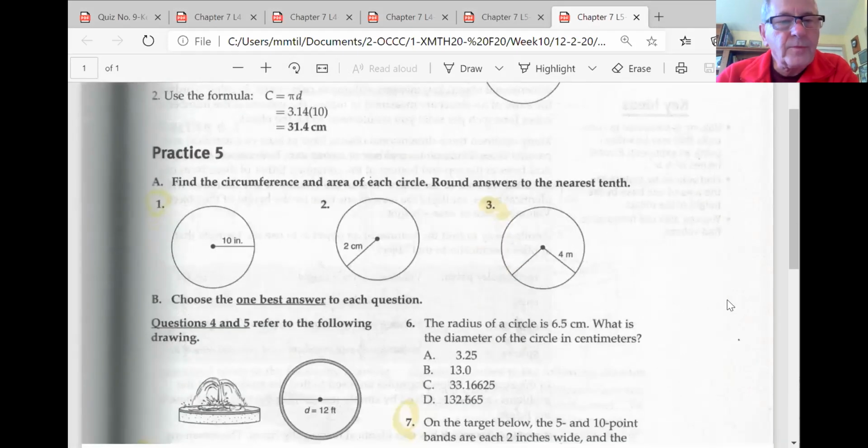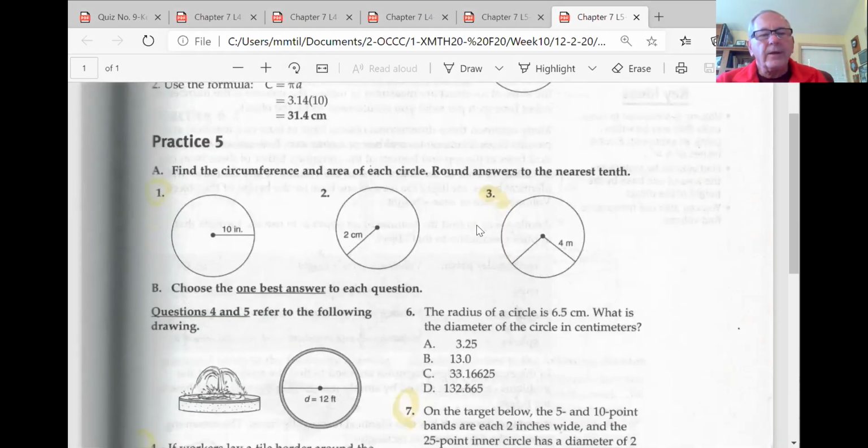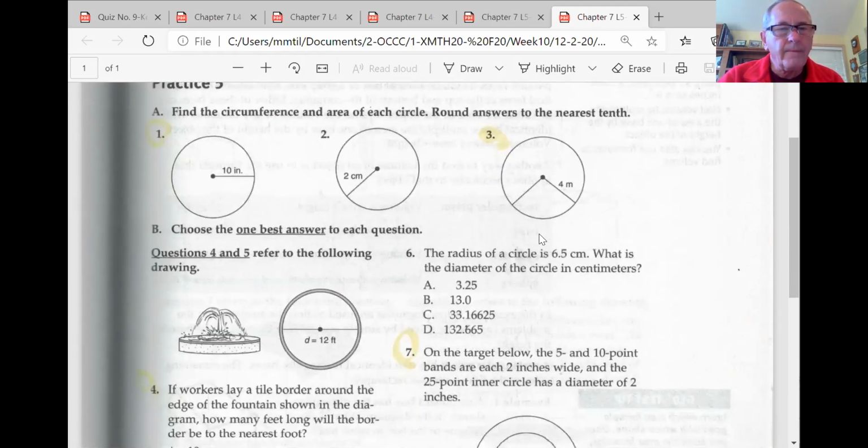These practice problems, find the circumference and area. Just remember what the formula is. Circumference is equal to pi d, or pi 2r. It's the same thing as d. And here you're given what r is, so you're going to use r. And area is pi r squared. You should be able to figure out what the area and circumference of all these circles are.